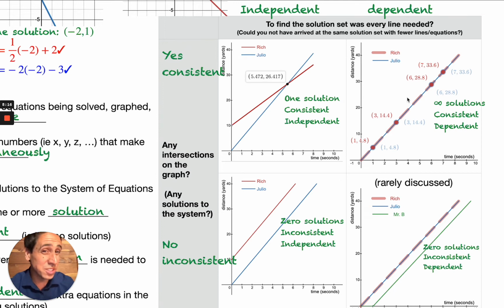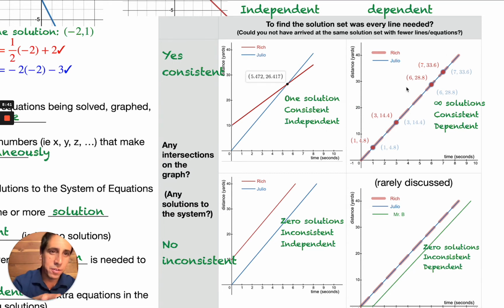But to get the solution set here, no, we don't. There's duplicate lines. We don't need both lines to figure out where all the points are. There's an infinite number of solutions, and here they all are, and we could have just used one equation to do it. So because this is a no over here, this is dependent. Here, if you go to yes, then it is independent.